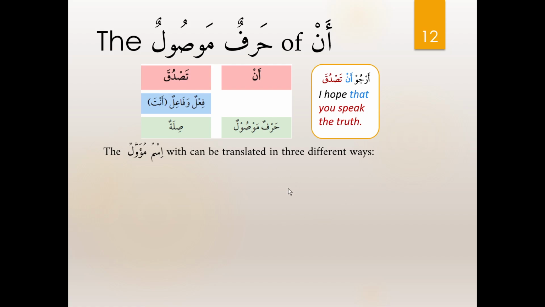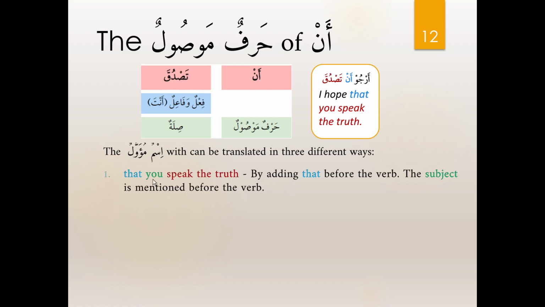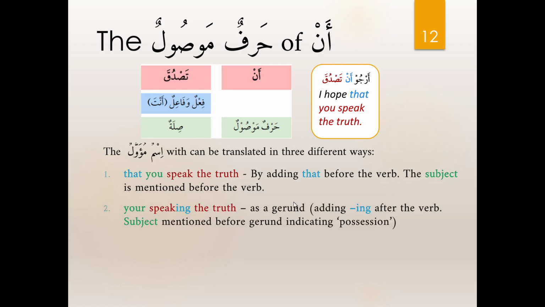Let's see what happens here. One: that you speak the truth. You add "that" before the verb, and the subject is mentioned before the verb. So this is the subject, and that's the verb. Then, when you use a gerund, that you're speaking the truth, the subject is mentioned before the gerund, indicating possession. You're speaking. Here, the subject can be omitted altogether because somebody must have done the speaking, so it's understood.